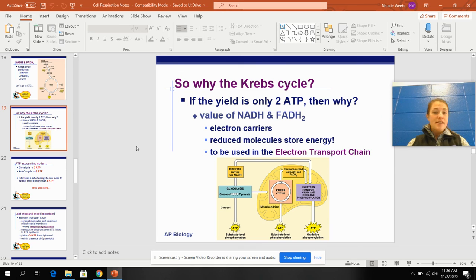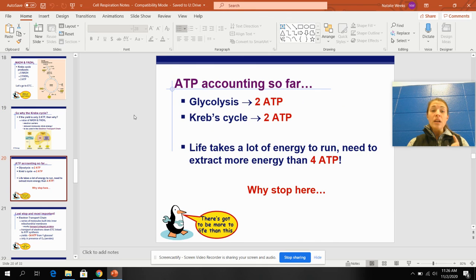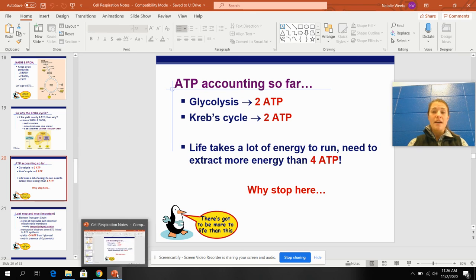Before we move on, just to sum up once again, glycolysis makes 2 ATP, the Krebs cycle makes 2 ATP, so we need to go on to the last step. So we will pick up that next time.